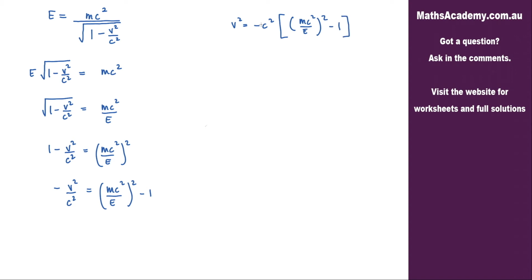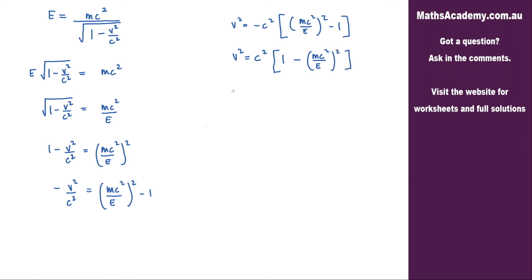Now I'm going to deal with this negative here. So I'm going to multiply all of this by this negative 1 in effect. So we've got v squared is equal to c squared. Now this negative multiplied by this negative will mean we'll have a 1. And obviously multiplying these two terms here, we'll have a negative mc squared over e. Obviously that is all squared.